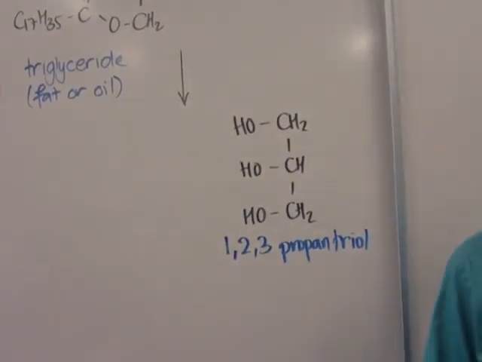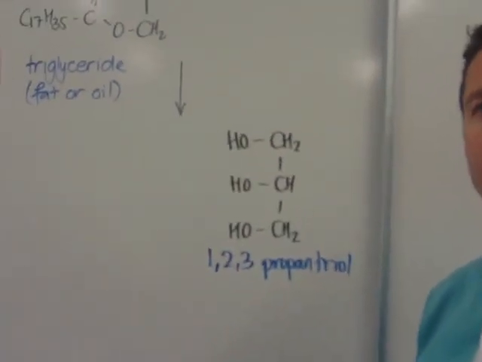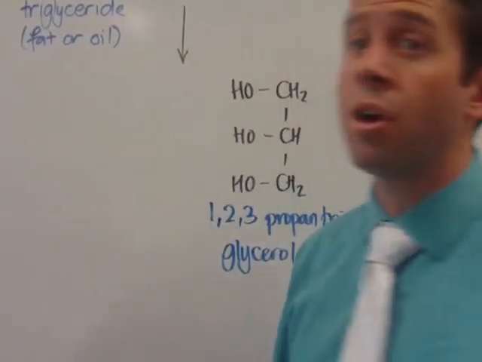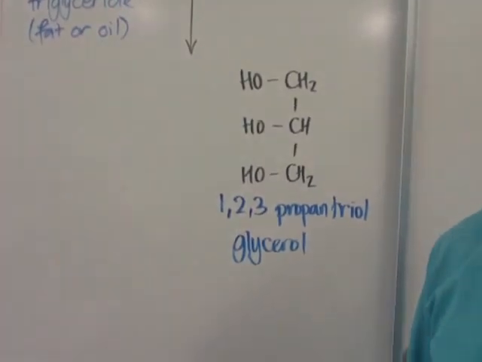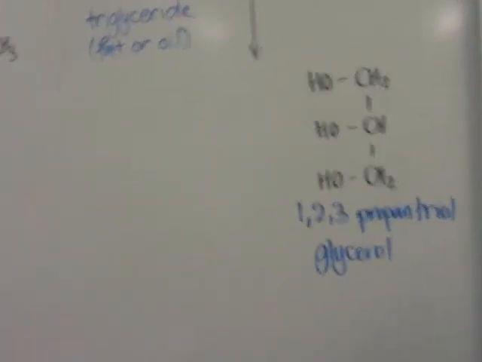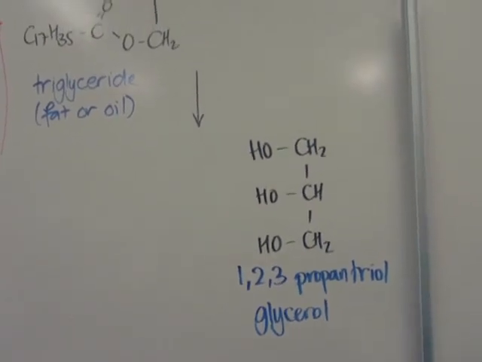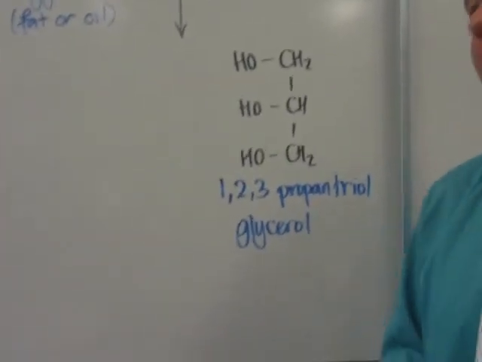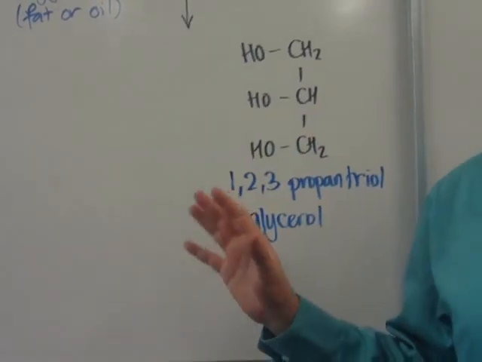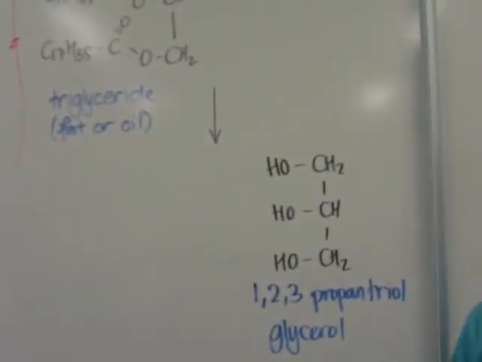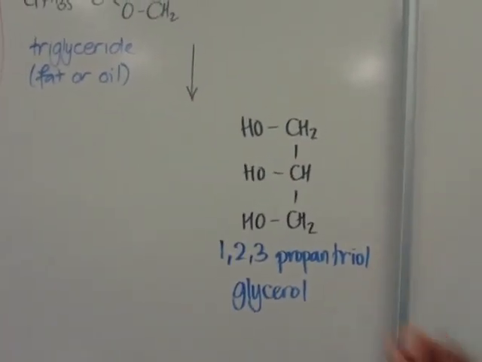But you also need to know its common name because it's such a useful chemical. Does anyone know what the common name of this is? Glycerol, well done. Glycerol is commonly used as a lubricant. Okay, it's quite an oily type of alcohol, so it's commonly used as a lubricant. It's also a precursor for making nitroglycerin, which is an explosive. So it's got some varied uses. Okay, but the main one that I'd say if I was asked in an exam is that it's used as a lubricant. Okay, so you need to know both of those names.